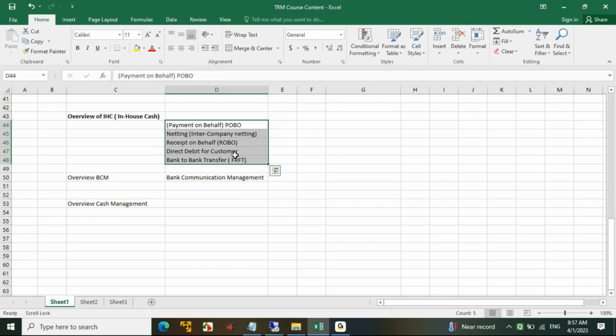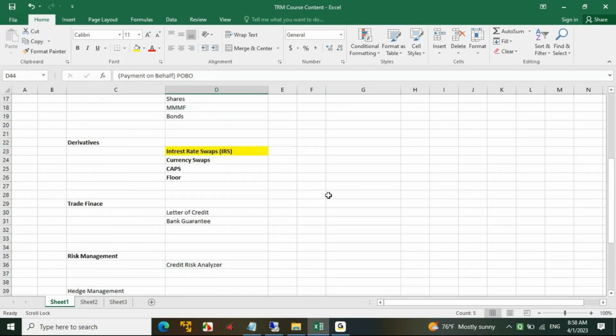You understand. In IHC, the normal interview question would be, what are the different scenarios? Ideally the scenarios would be POBO, payment on behalf of, receipt on behalf of, and intercompany netting. Sometimes many companies do receipt on behalf of by direct debit. They may not implement receipt on behalf of; they implement direct debit in their collection process. And then BCM, I'll show you how to configure BCM in the system, as an overview, along with the overview of cash management. So this would be my agenda for the entire TRM course.